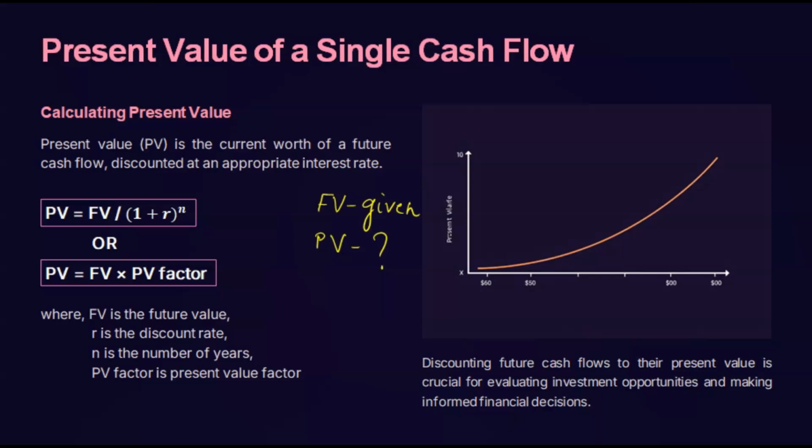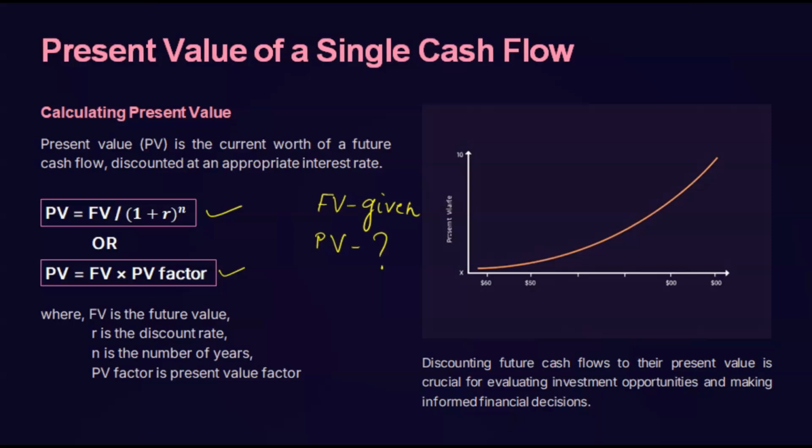Here we will know the future value, and we need to find out the present value. So the formula is present value equals future value divided by (1 plus r) to the power n. This is the formula. One more formula is there, that is present value equals future value into PV factor. These formulas we'll cover in one more video. We'll see the table values, then we'll check the second formula.